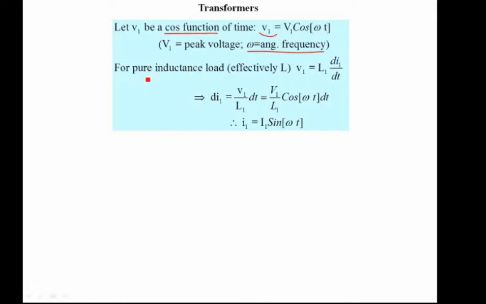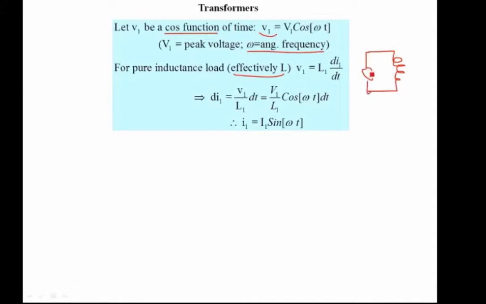For a pure inductance load, so we have an effective L, we would have V1 equal L1 di1/dt. So what we're saying is that we have this primary circuit, so here's our coil and we have this source of voltage here.